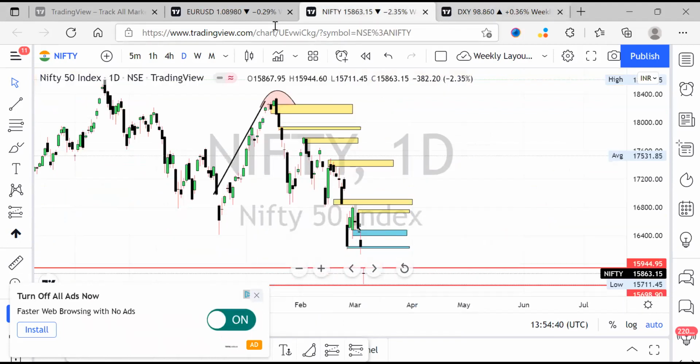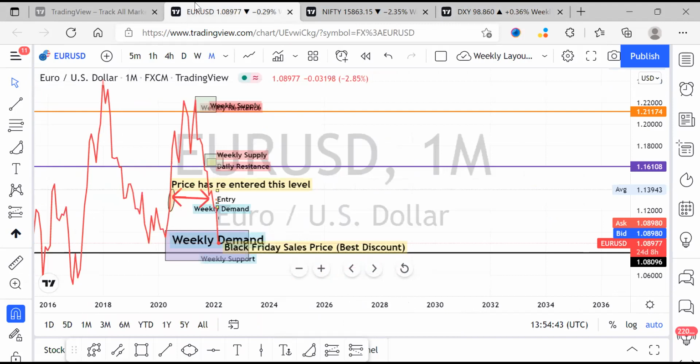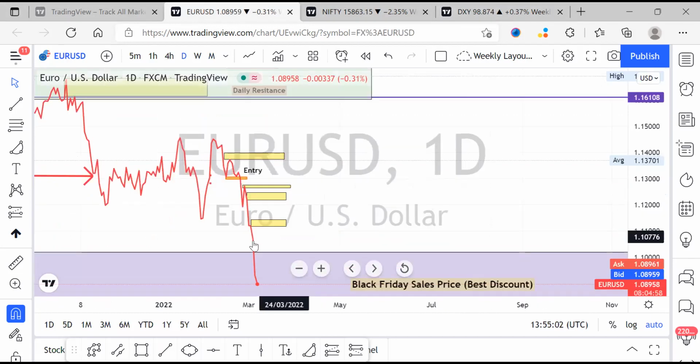Understand the correlation, okay? If euro is strong, USD is weak. Euro at the moment is weak. That means the US is strong. You cannot be buying because the buying signal isn't there. Even on the daily, the buying signal's not there.